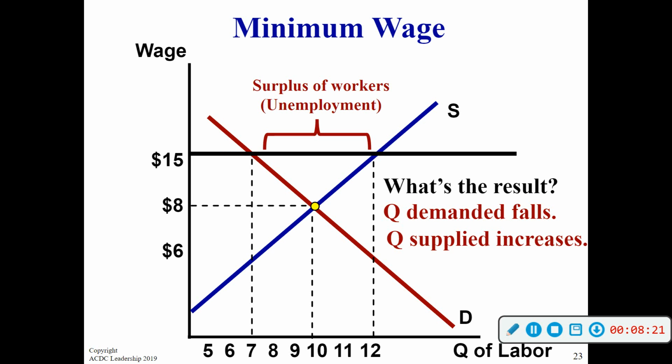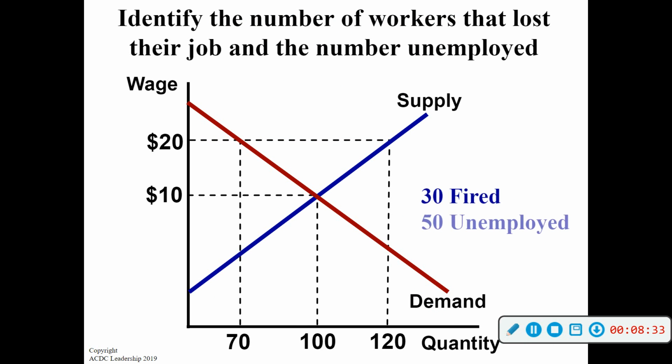Well, the surplus is considered unemployment because you have people willing and able to work. Remember, it's twofold for supply. But there's not enough employers willing to employ them at the higher wage. So the way you kind of have to look at this is that when that wage increases, quantity supplied is going to increase, quantity demanded is going to decrease.